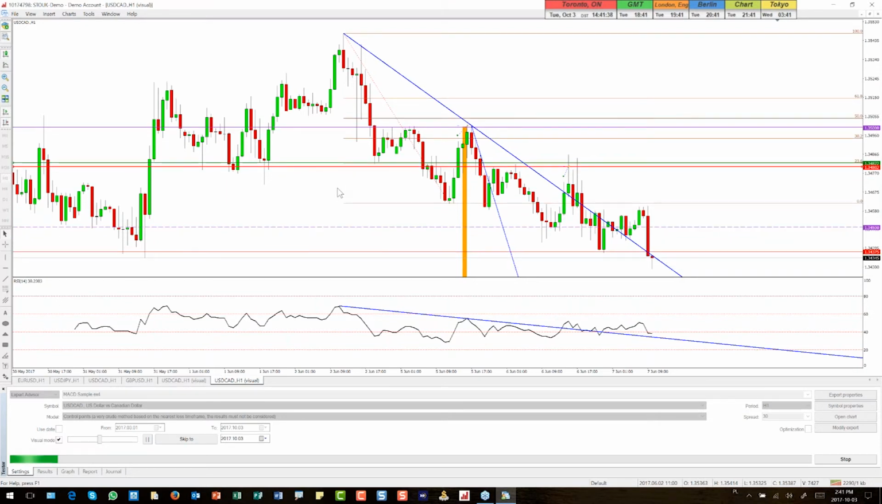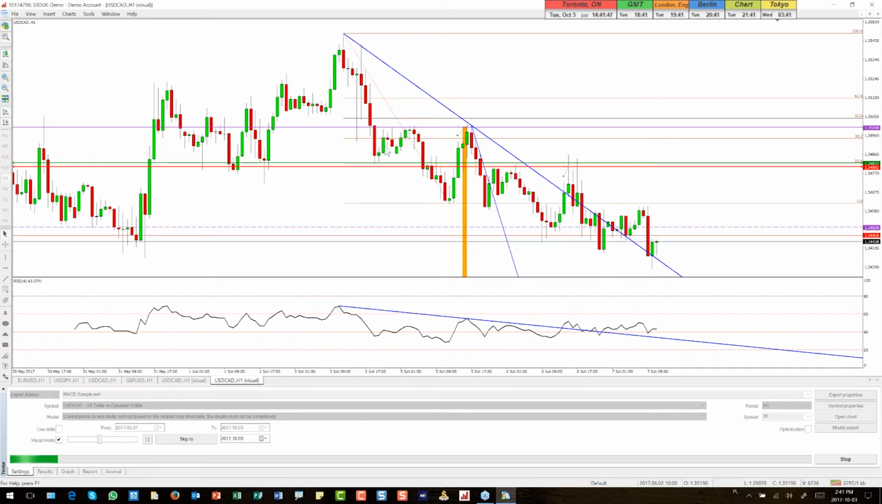And then the second stage of the trading is to open a real account and using your emotions.